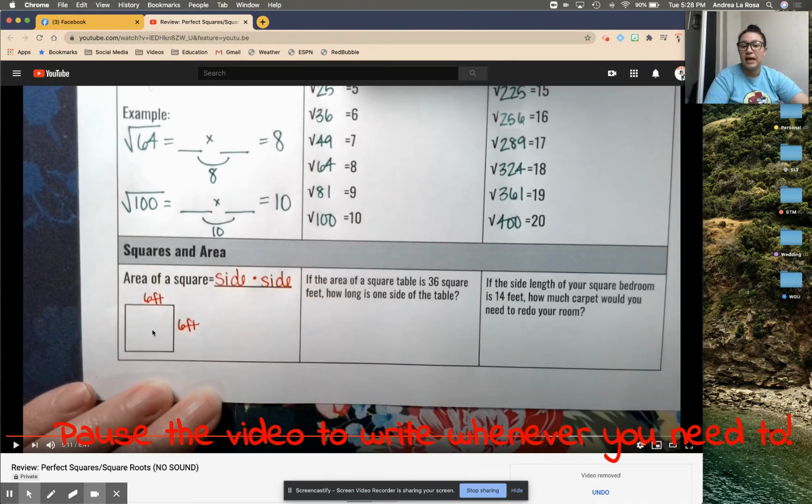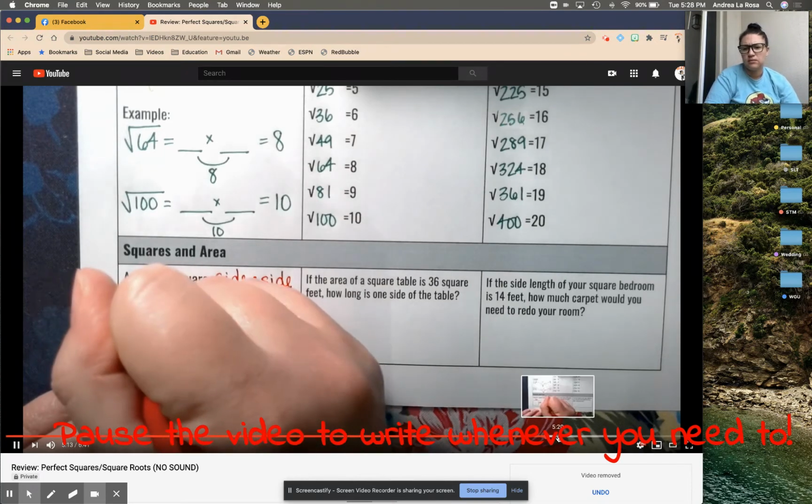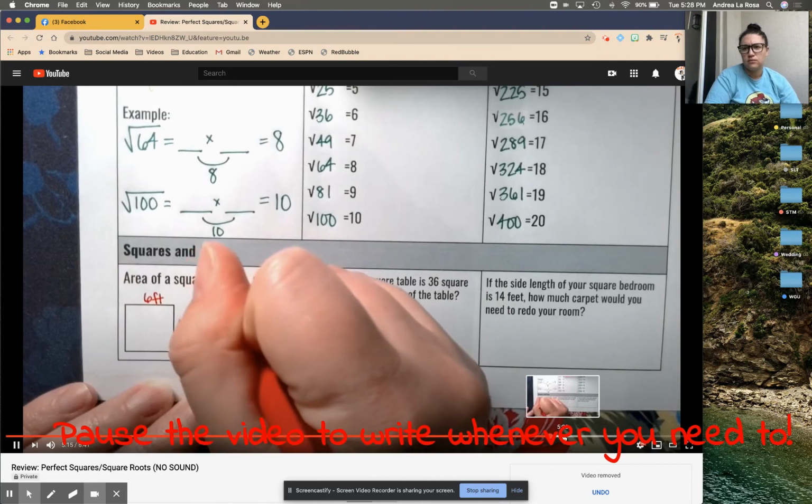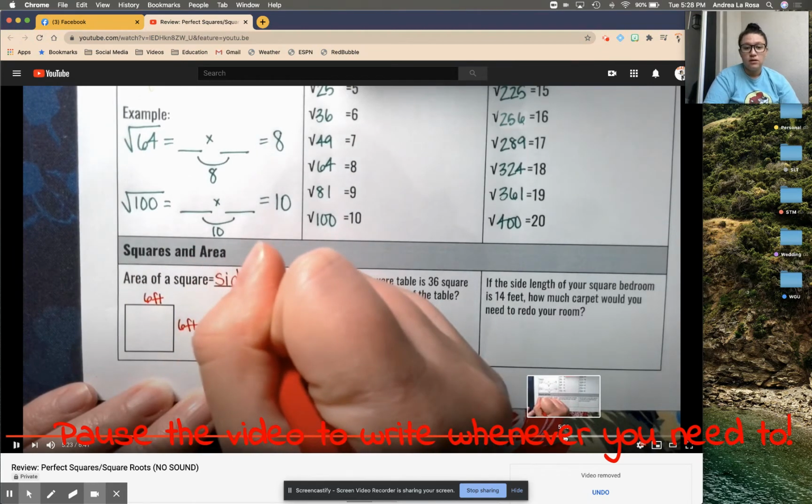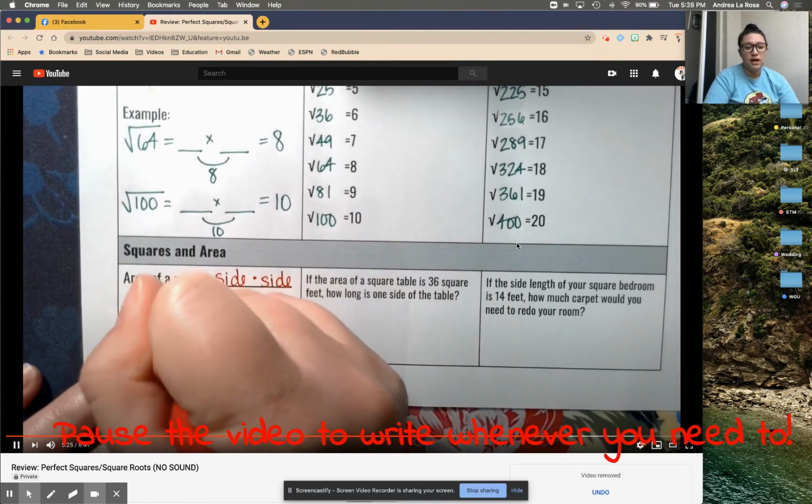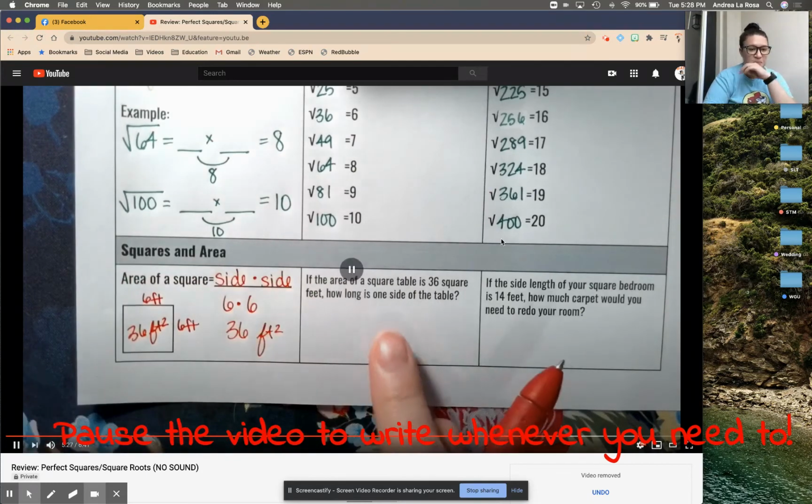For me to figure out the area, the inside of the square, I would have to multiply 6 times 6, my side times my side, to figure out the whole area. What is 6 times 6? 36. So I multiply my sides together, 6 times 6, that's 36 square feet for my area. And that's the same problem that we see right there.